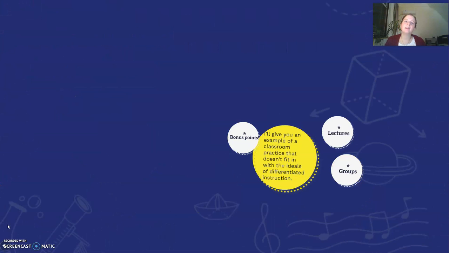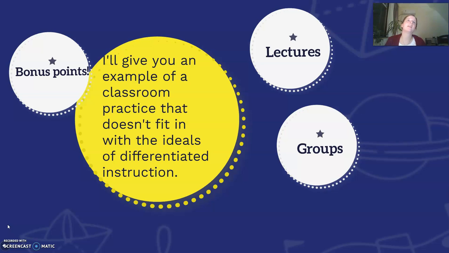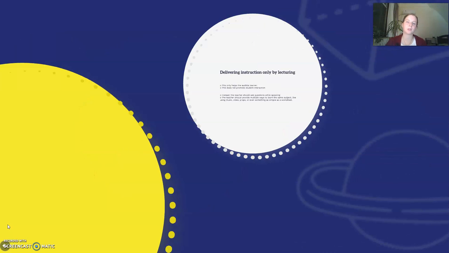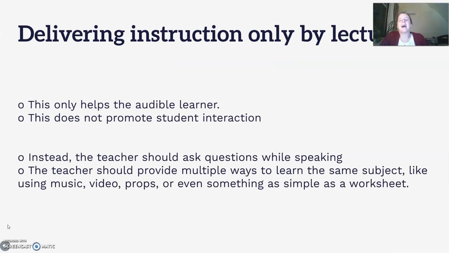So let's look at some examples. I'll give you examples of classroom practices that don't fit in with the ideals. Remember that a couple slides ago I was showing you the two different ways of the non-differentiated instructional classroom and a differentiated instructional classroom. We're going to look at some of these examples and we're going to talk about them. So let's say I only give you my lesson from a lecture. Let's say that this particular lesson, you're only looking at this. I'm so sorry. So this would only help the audible learner.